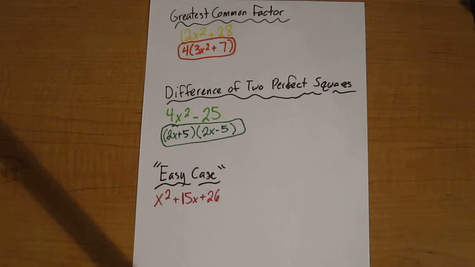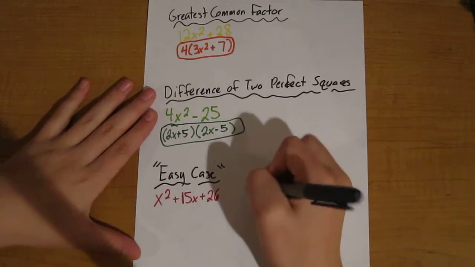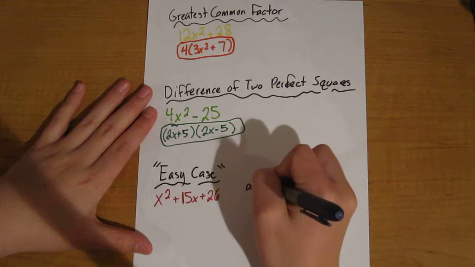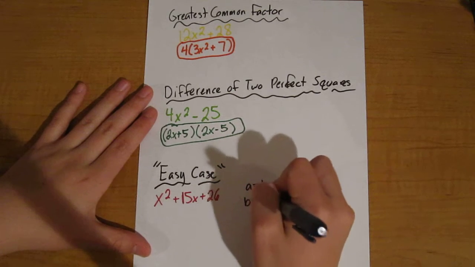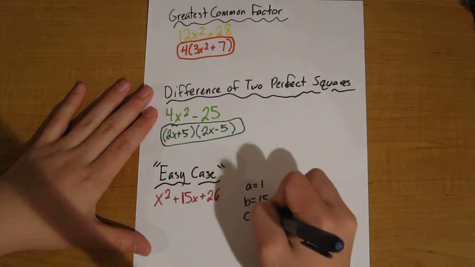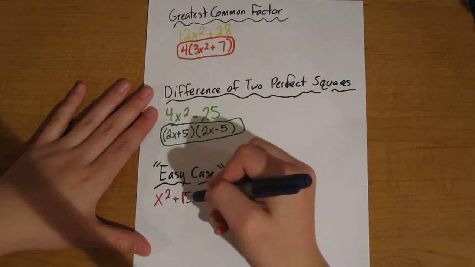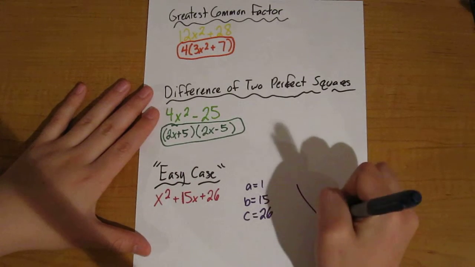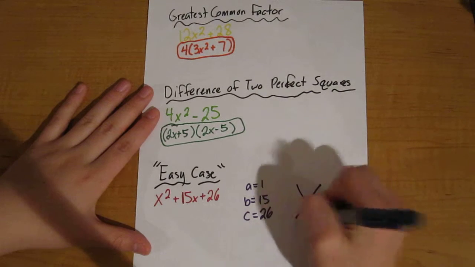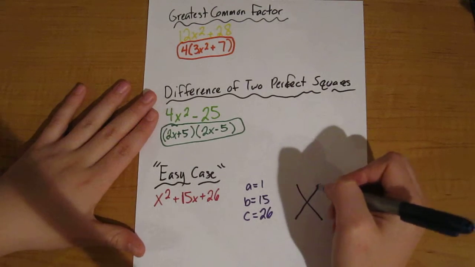For the easy case expression, we have to first find our a values and our b values and our c values. Our a value is 1, our b value is 15, our c value is 26. So we have a, b, c. And pretty much then we're going to have to do the diamond method, which pretty much you just draw a big X on your paper.